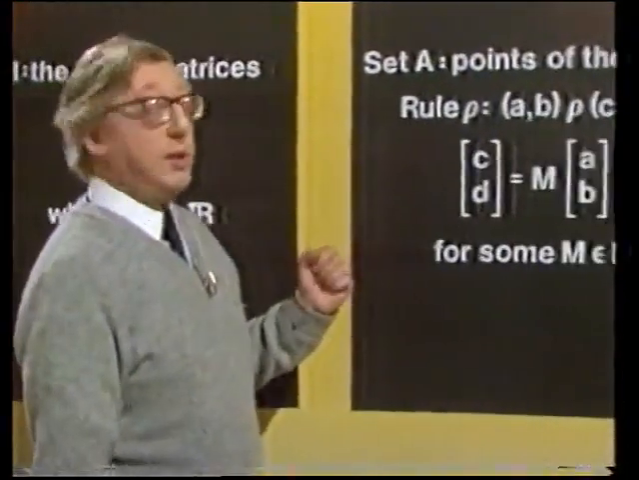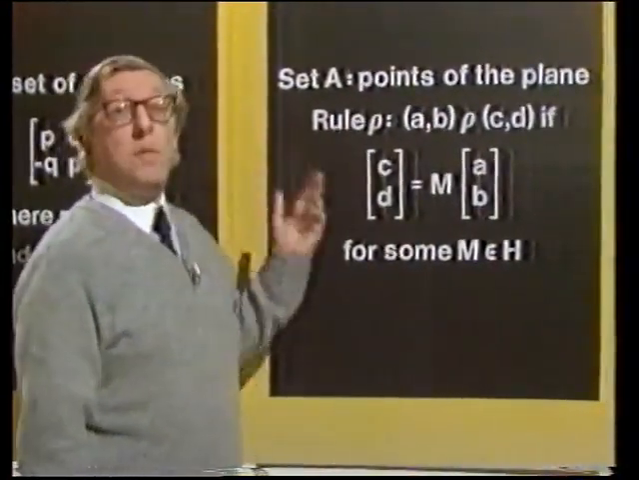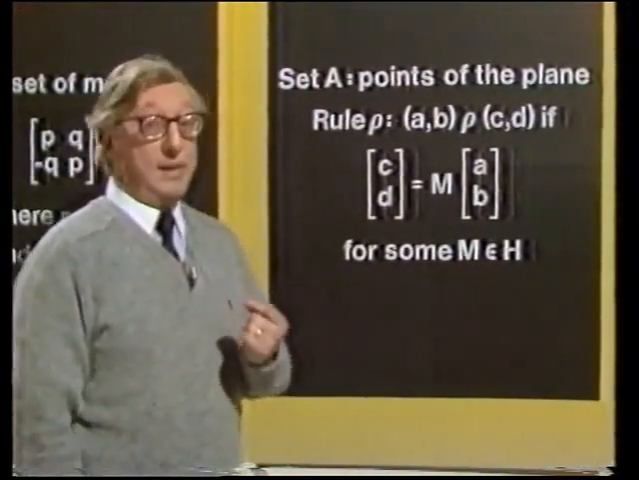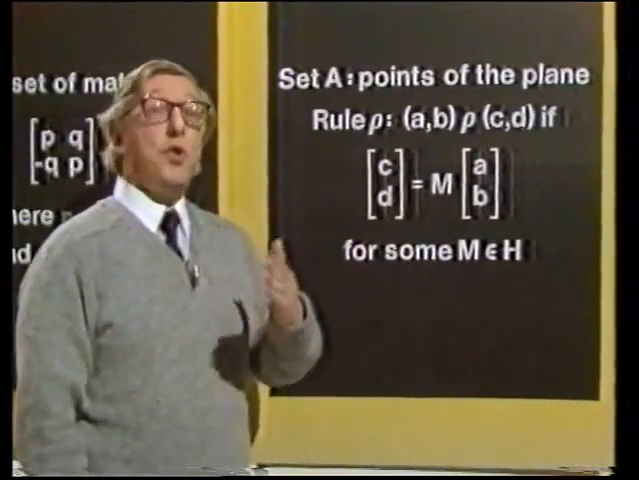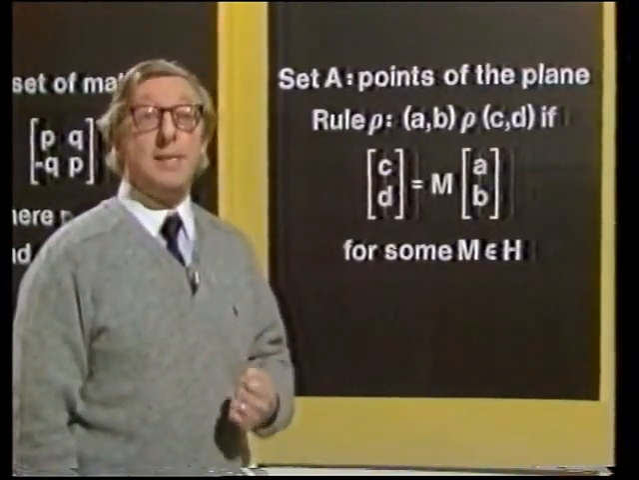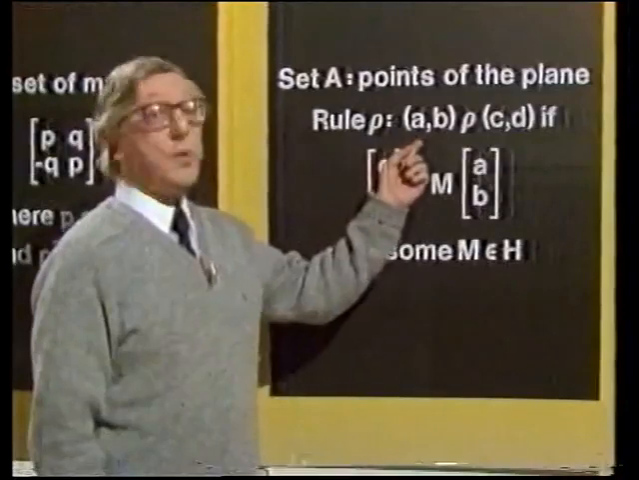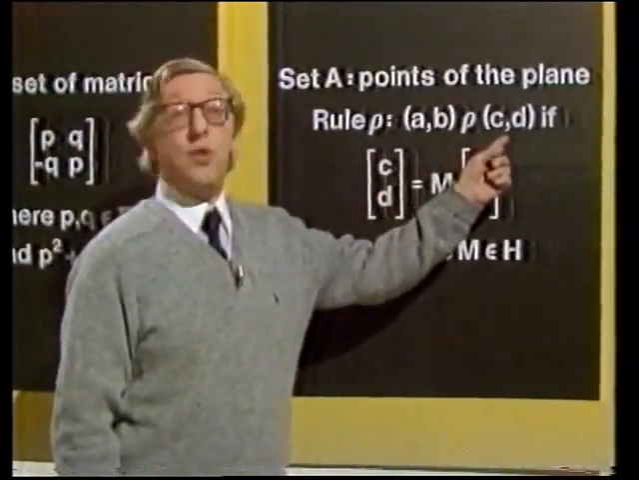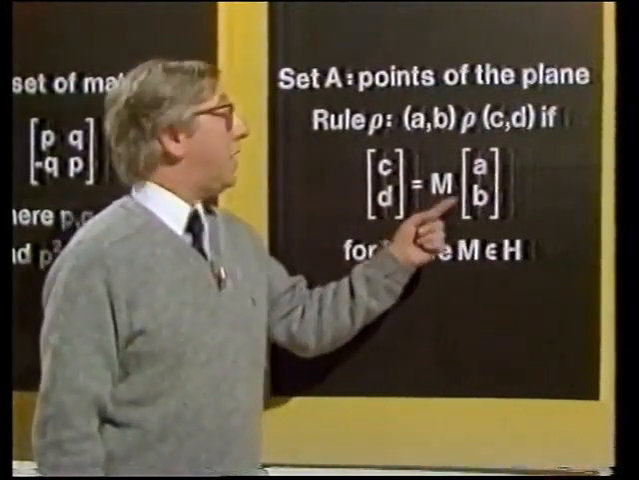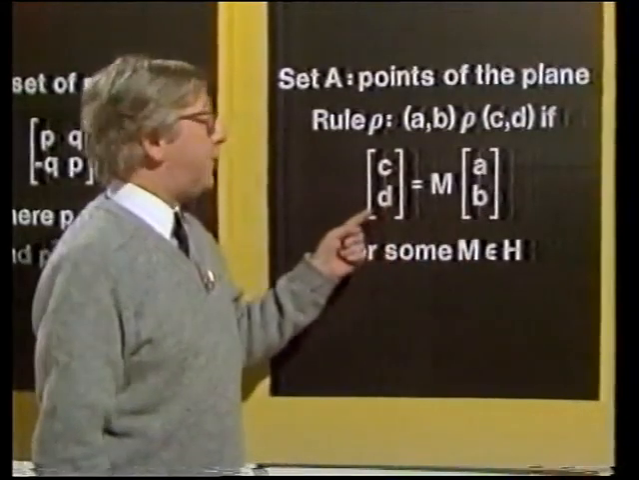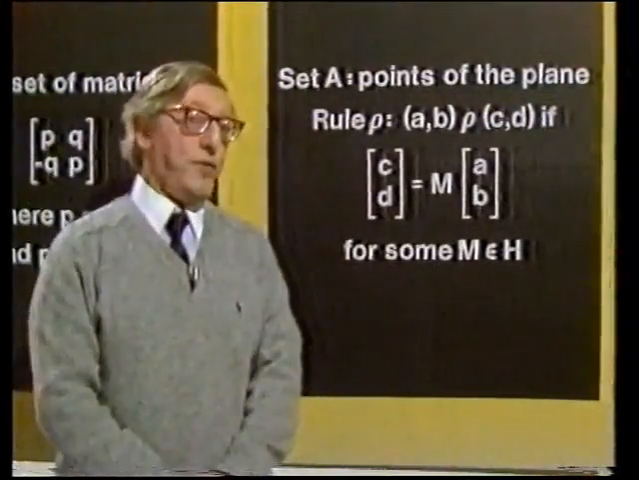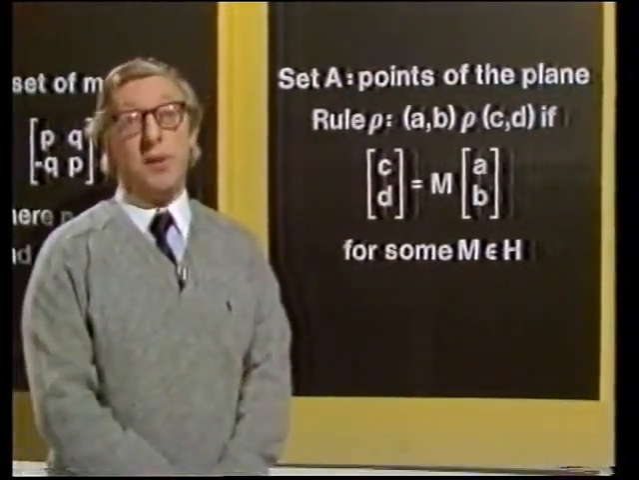Now, this is the relation that we're going to use. The set will be the set of points in the plane, just like our previous example. But this time, the rule is going to be that two points are related if you can map the first point to the second by matrix multiplication using a matrix from the set H. So, the point with coordinates (a, b) is related to the point with coordinates (c, d) if you can find a matrix from this set so that multiplying it into the column matrix (a, b) gives you the column matrix (c, d). So that's our relation. Let's just explore it for a moment and see what happens to some typical points in the plane.